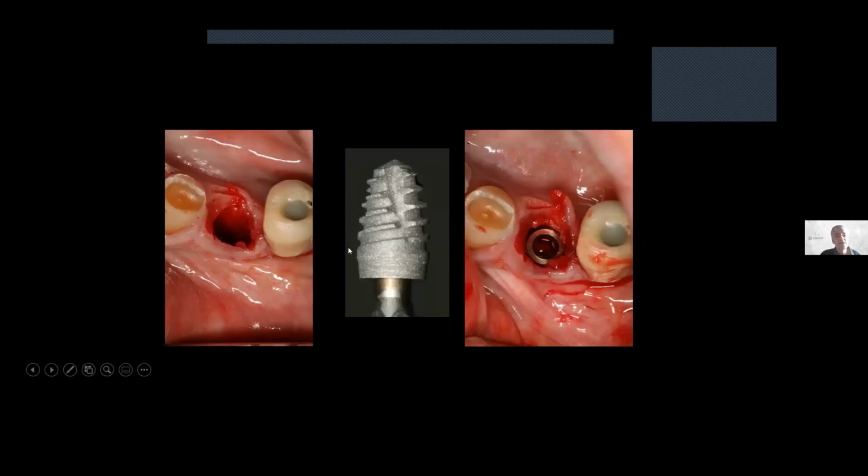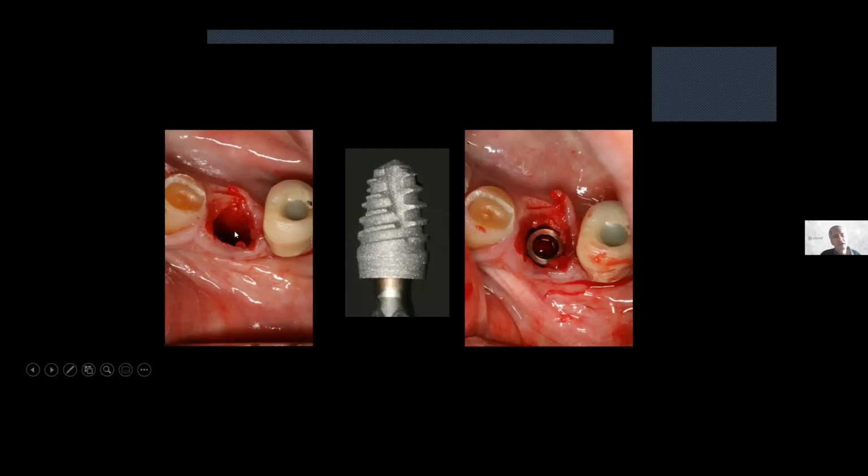On the lower side, we did the same. We extracted the root. We placed a 4.6, 10 millimeters length, filling all the gap. This is a very common case where we think about extracting the premolars and placing implants.